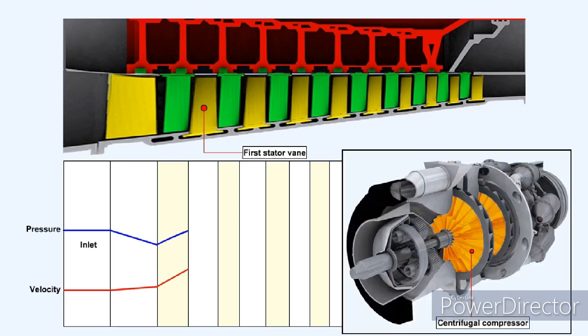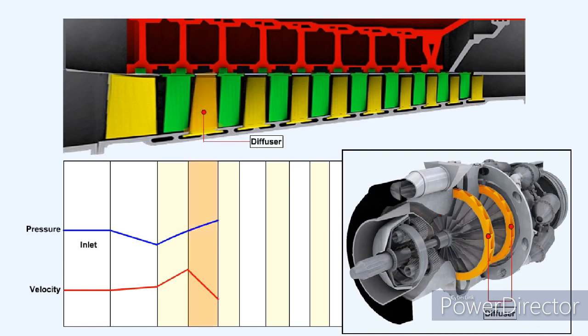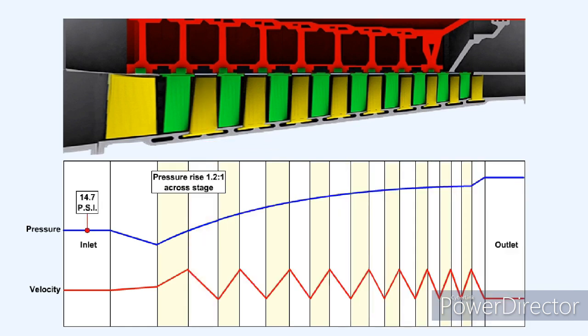Essentially, then, the rotor stages of an axial flow compressor can be seen as doing the same job as the impeller in a centrifugal compressor, while the stator stages of an axial flow compressor can be compared to the diffuser in a centrifugal compressor. The pressure rise across each stage is only quite small, the ratio being about 1.1 or 1.2:1. This means that in the first stage, the pressure might only increase by about 3 pounds per square inch.